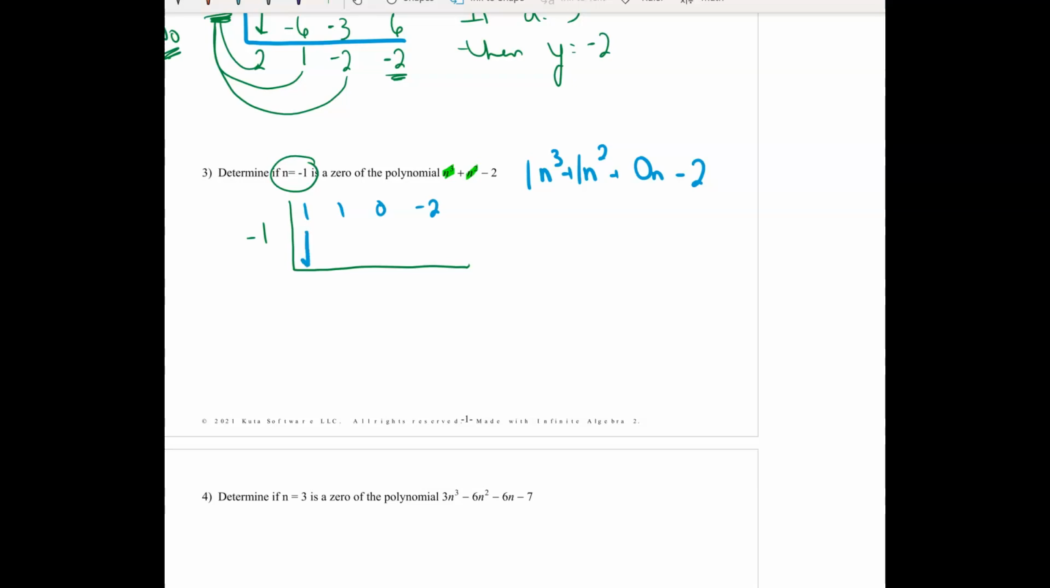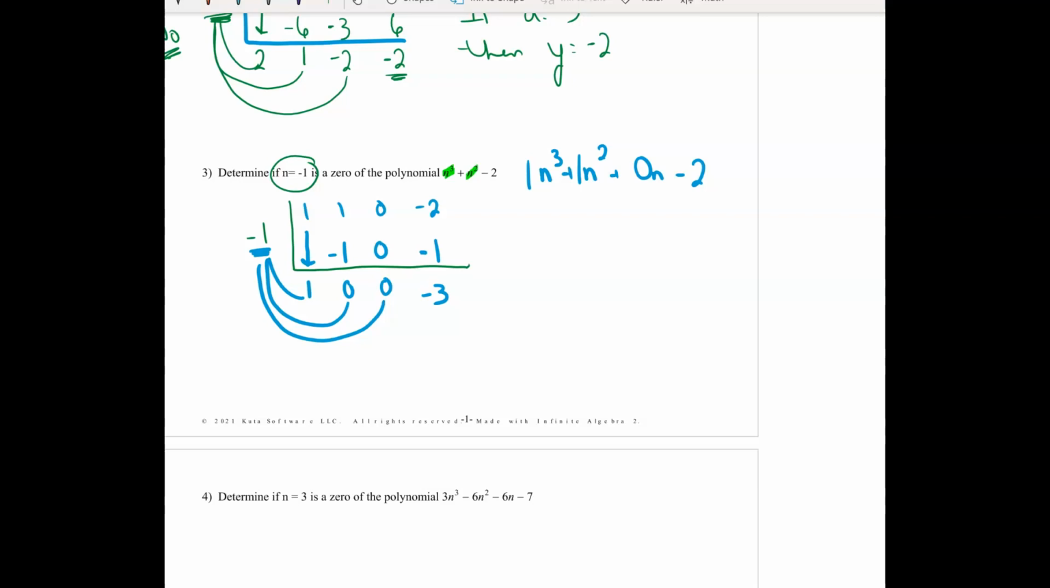So here we go. We're going to bring the first number down. Here's my multiplying number. 1 times -1 is -1. Add this column up, and I get 0. Multiply again. 0 and -1, that's 0. Add this column up, we get 0. 0 times -1 is -1. So when I'm done adding it up, I get -3.